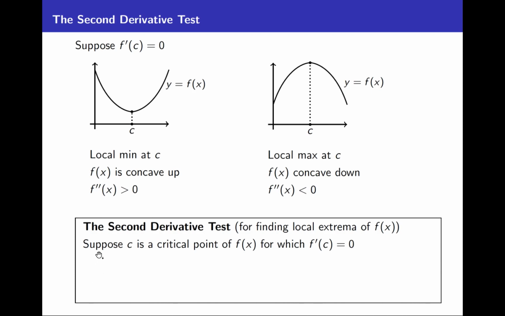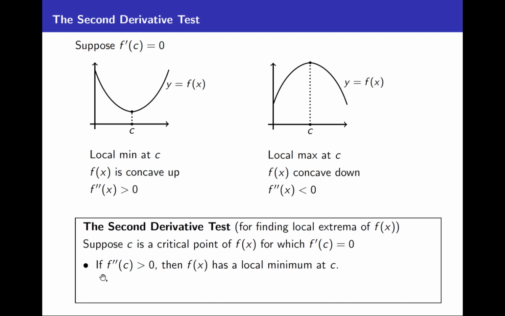Now there are going to be three statements about this critical point, and the first one is going to summarize what's happening in this picture. It says that if f double prime of c is greater than 0, then f of x has a local minimum at c. And we saw that happening here. Here's c, f double prime of c is greater than 0, we have a local minimum.